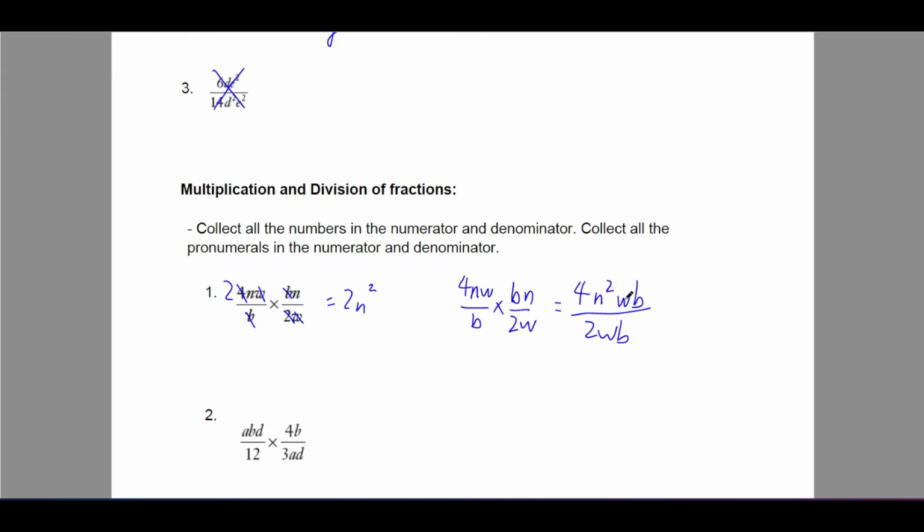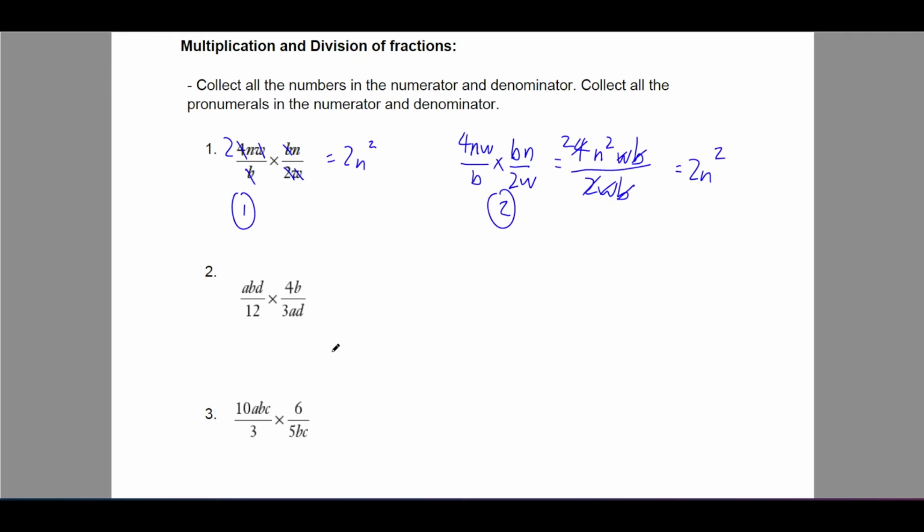And then once you get this, it says collect all the pronumerals, and then you have to simplify this. So how do you simplify this? w divides with w, b divides with b, 2 goes into 4 twice, so you have 2n squared. So it doesn't matter which way you do it, you get the same answer either way. I personally like method 1 more than method 2. So I'm just going to be using method 1 for these questions because I think it's much easier.